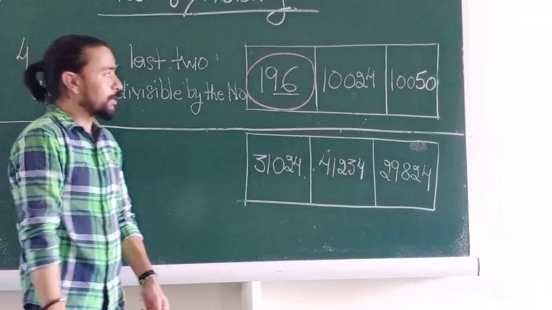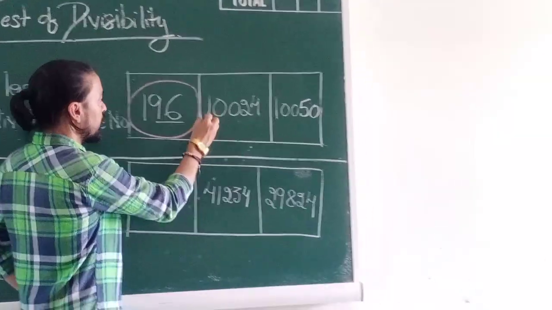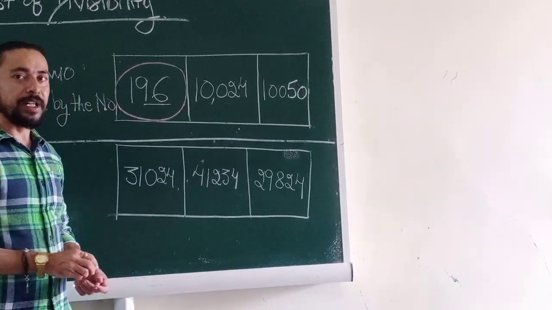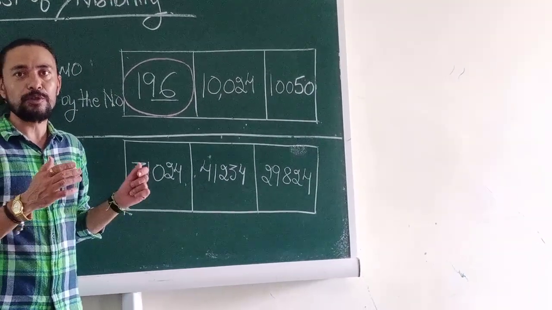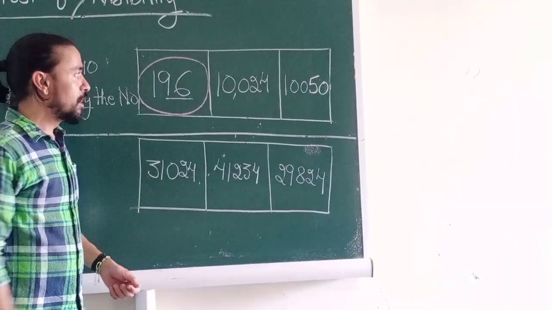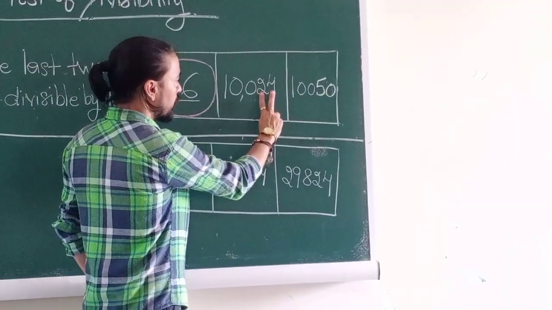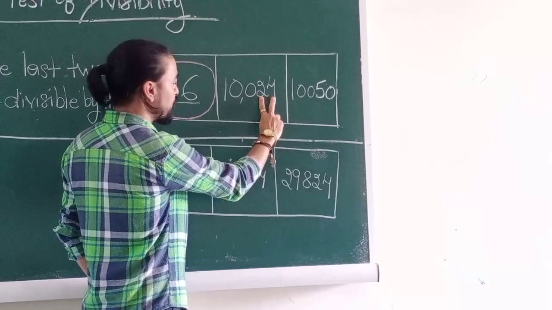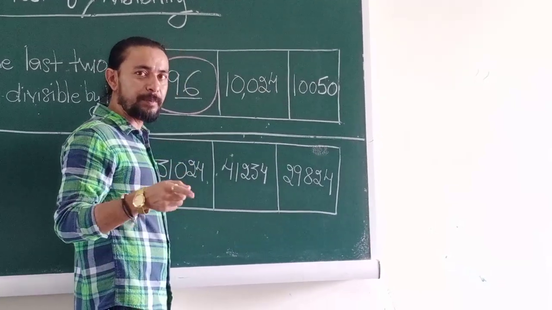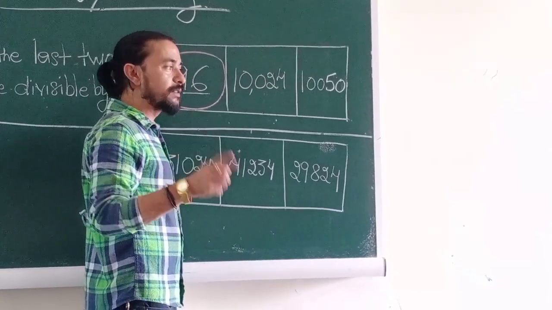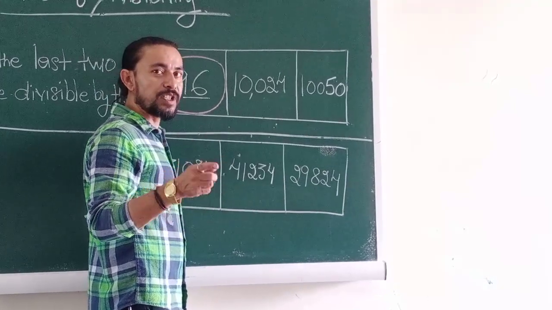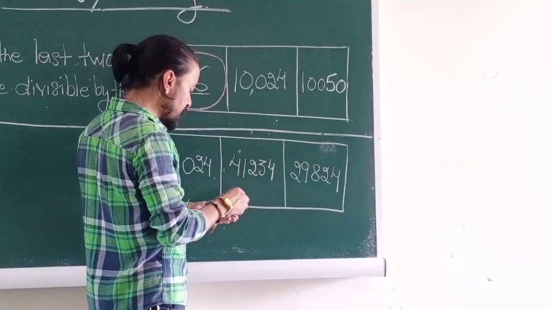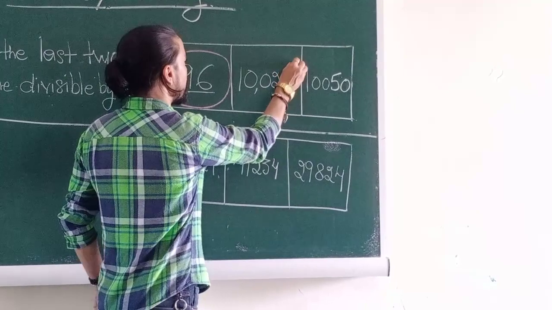I go to my next number. What is my next number? 10,024. Big number, but I want to know whether it's divisible by 4 or not. I go to the last two digits. Last two digits are 2 and 4, 24. Is 24 divisible by 4? Yes, it is divisible by 4 because 4 6s are 24. So this entire number is divisible by 4.